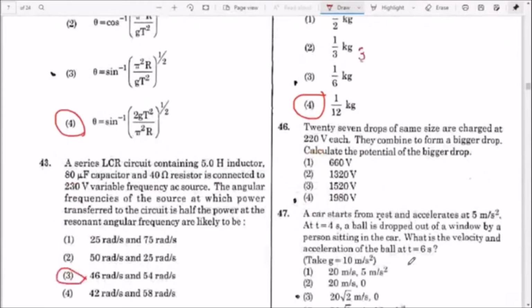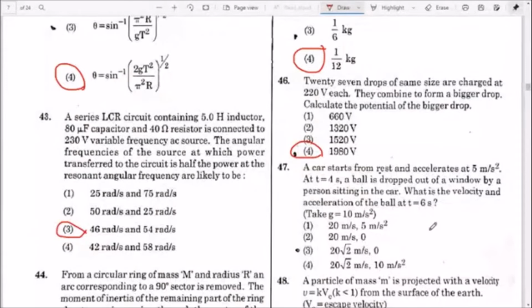Next, question number 46. 27 drops of same size are charged at 220 volts each. They combine to form a bigger drop. Calculate the potential of the bigger drop. Option number 4 is correct option, students.